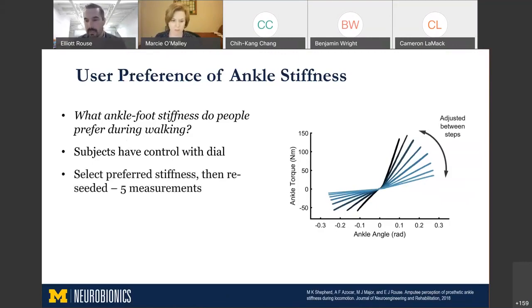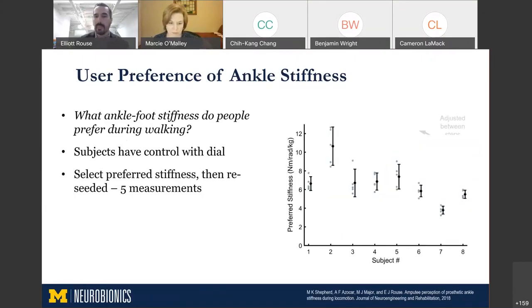We had people walk on a treadmill. We had them find their preferred stiffness using the dial and explore the space. Then we stop the treadmill, randomize the dial, and start over again. And we did this five times to not only get an estimate of what stiffness people prefer, but what is the distribution of that, or the variance associated with it. And the data looks something like this.